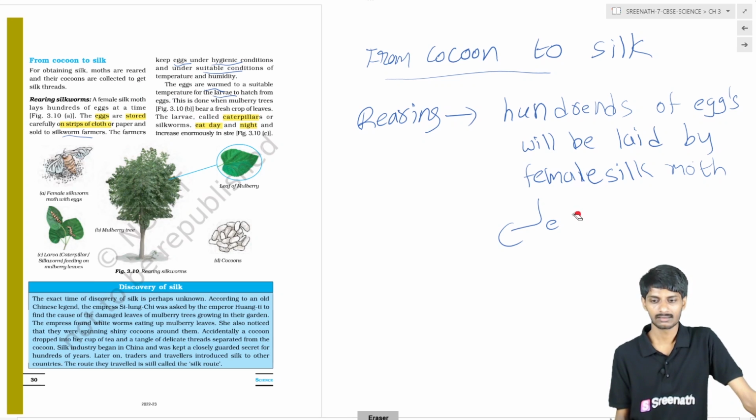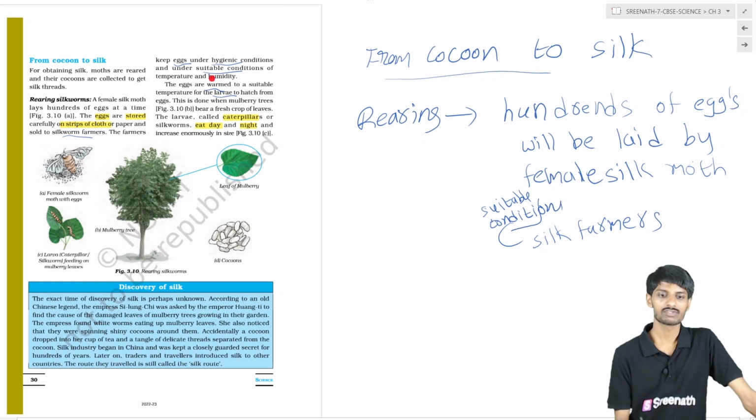Basically, in this process, eggs are laid and these are transferred to silk farmers. And what will they do? They will give good suitable conditions. Suitable conditions means suitable temperature, suitable humidity and suitable hygiene, and sometimes they will give some heat also. Finally, after that, what happened?